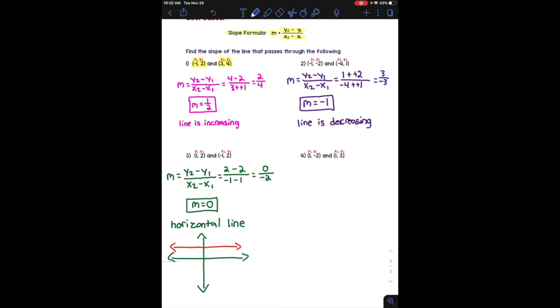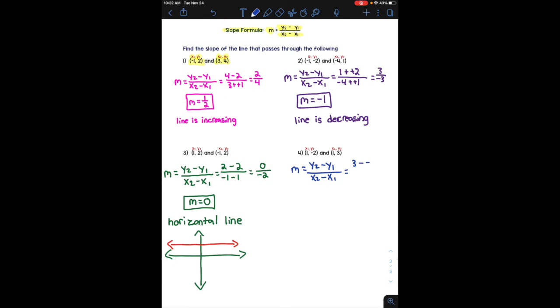For 4, yet again, we're going to see a different type of slope. So far we have a positive slope in problem number 1. The line is increasing. A negative slope in problem number 2. The line is decreasing. In number 3, the value of the slope is 0, so that would represent a horizontal line. And in number 4, we're going to plug into our slope formula, y2 minus y1 divided by x2 minus x1.